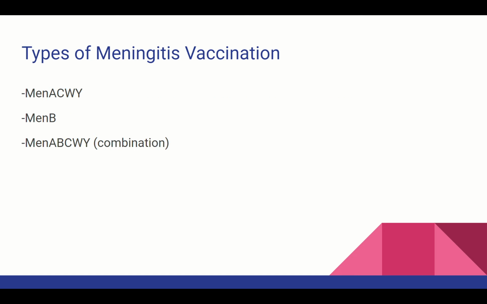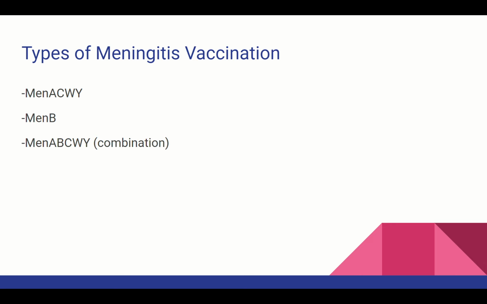There are 3 types, generally, of meningitis vaccination. There's meningitis ACWY, which covers 4 different strains of meningitis bacteria, and meningitis B. There is also a combination vaccine, meningitis ABCWY, which includes both types of vaccination.